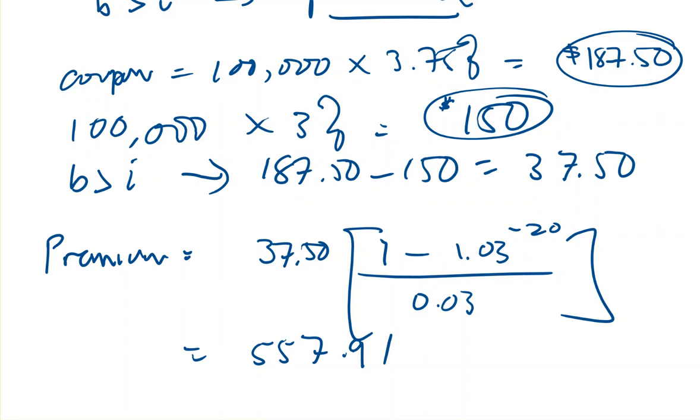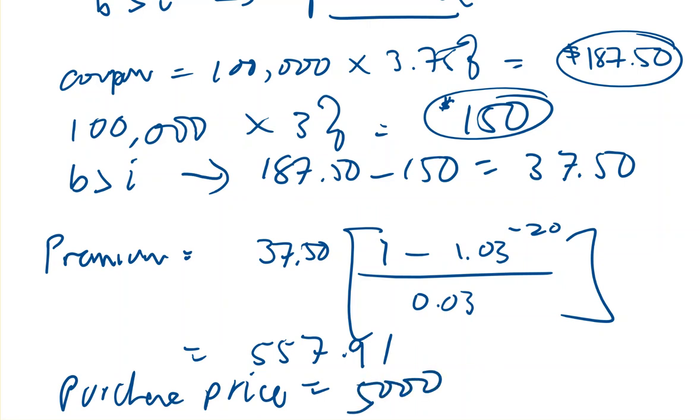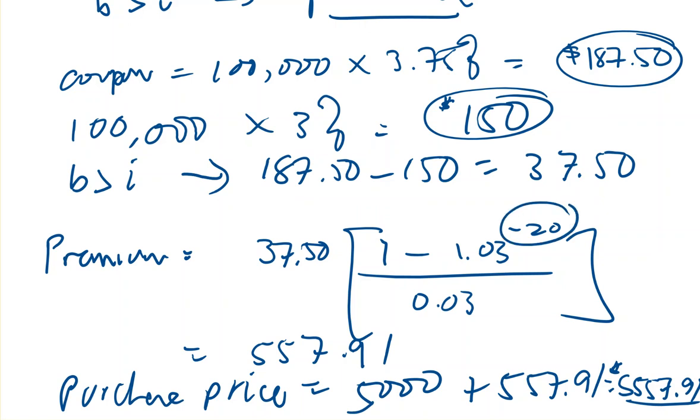It's the premium. So this tells me the purchase price is equal to the $5,000, it's redeemable at par, plus 557.91, which will give me $5,557.91, which is the purchase price 10 years before maturity. So the difference in B is it's 6 years before maturity, so the N will be 12 instead of 20, and that's how you do number 16.